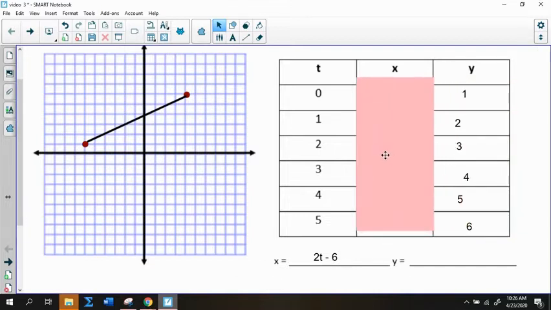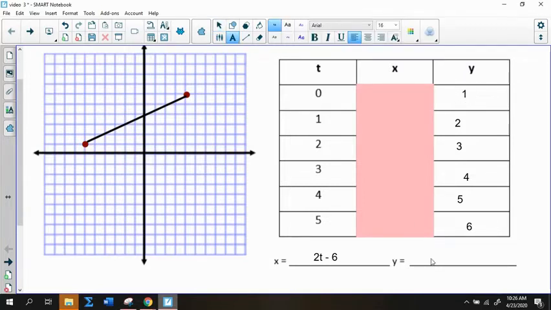And now I'm going to do the y version here. So I'm going to do y's in terms of t. And my y's go up by 1s as my t's go up by 1. So I have a slope there of 1. And I have a y-intercept here of 1. So when I write this equation, I have y equals t plus 1. And again, let's make sure that's making sense. So I put, let's say 2 in for t, I get 3. 5 in for t, I get 6.